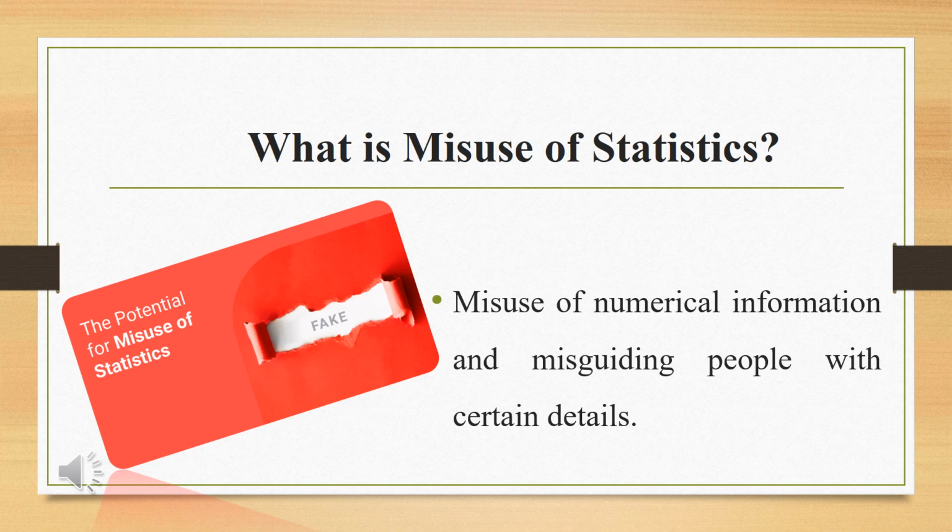Simply, the misuse of statistics is the misuse of numerical information and misguiding people with certain details. That is, a misuse of statistics occurs when a statistical argument asserts a falsehood. In some cases, the misuse may be accidental. In others, it is purposeful and for the gain of the perpetrator.